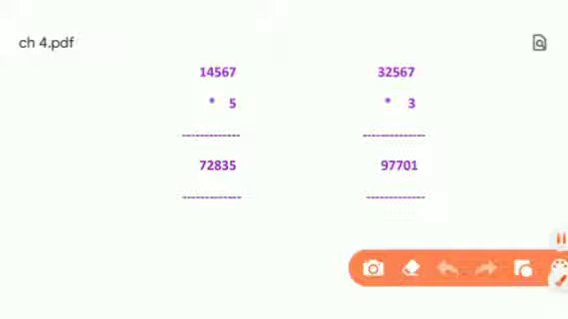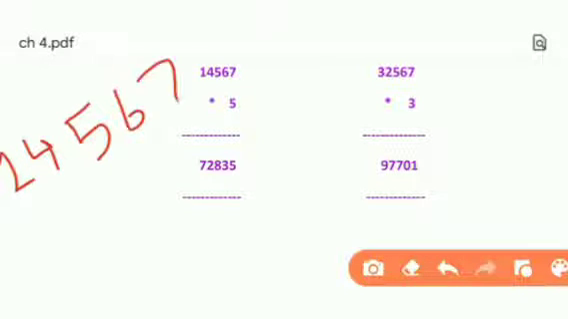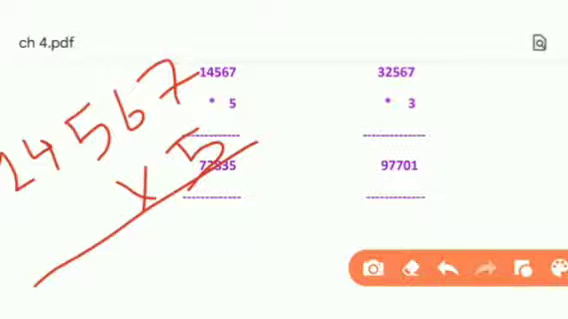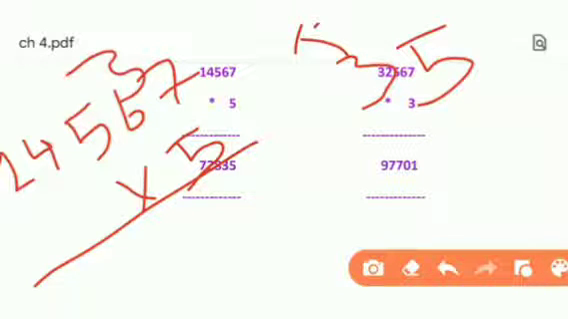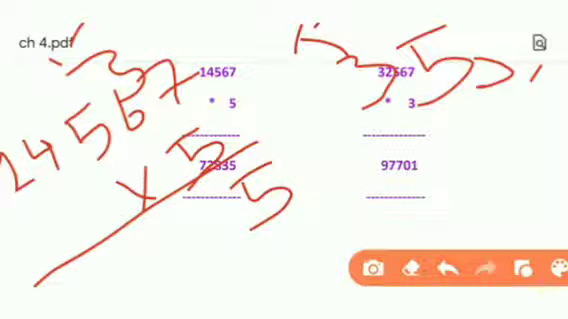As you can see here, 14,567 is given, and we have to multiply this number by 5. So I am multiplying over here. You have to see 7 times 5 is 35. So we will write 3 here and 5 here. This is 35. Now 3 is carry. Now we will multiply 6 into 5. 6 times 5 is 30, and because 3 is carry, we will write 33. Like 33, we will write 3 here and 3 here.